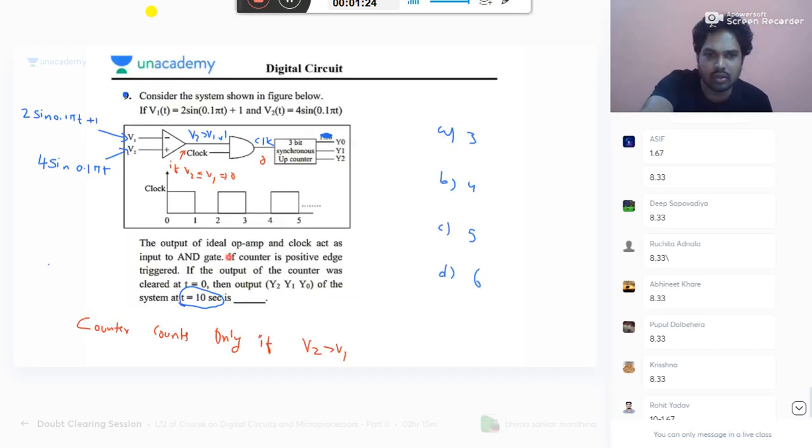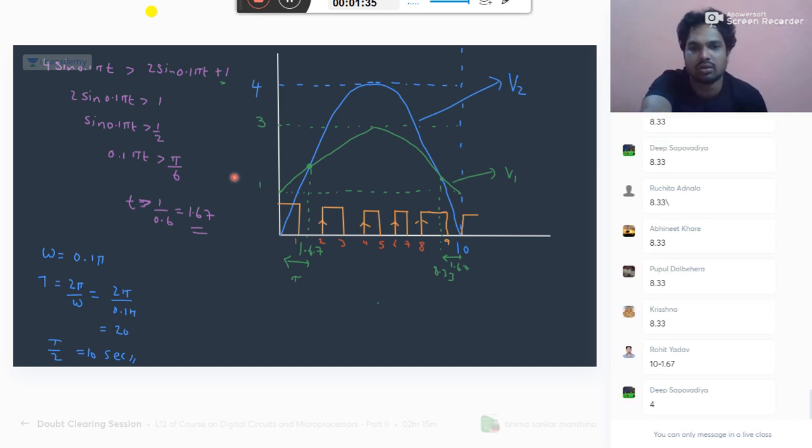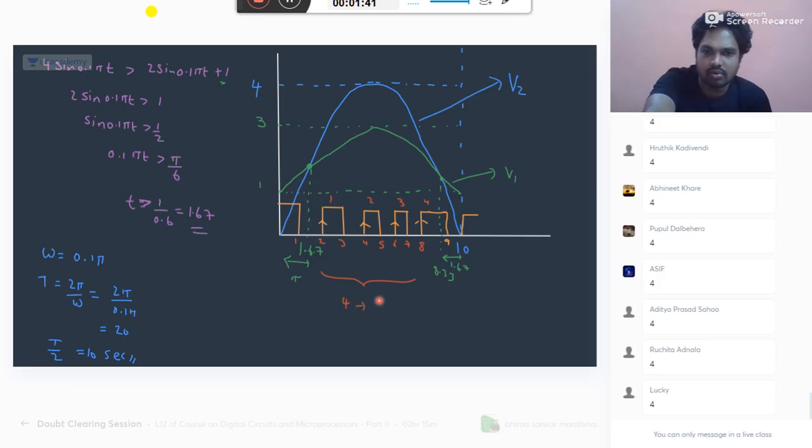Now, according to the examiner, what is the counter or positive edge trigger? So how many positive edges occur here? 1, 2. So what is the output of the counter? First clock 1, 2, 3, 4. So the counter will count 4.